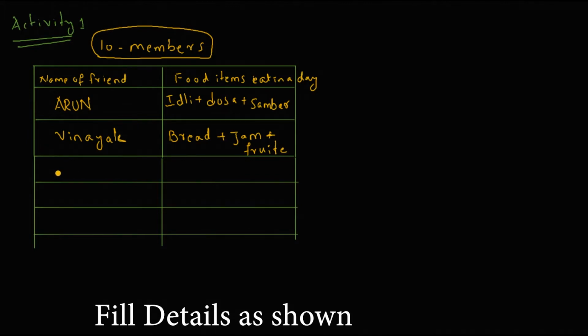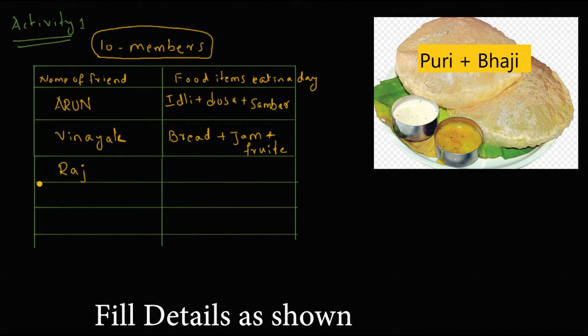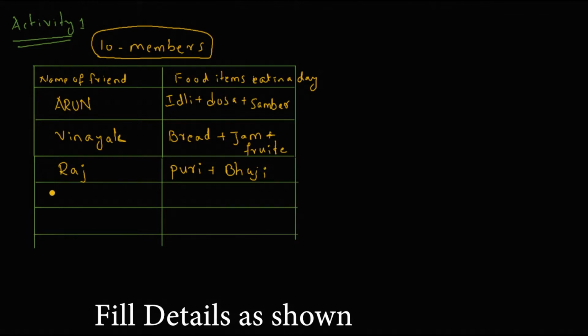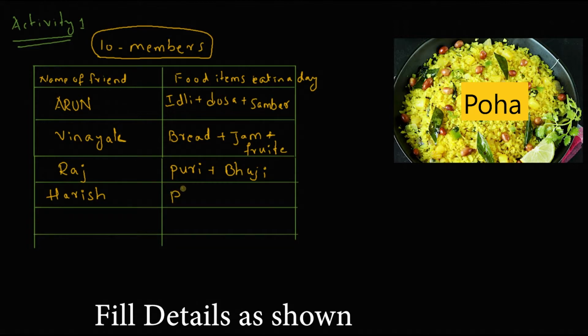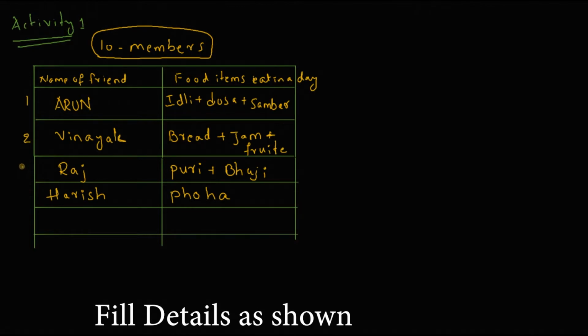Let me put one more friend name here, Raj. Raj had puri plus bhaji. Then what else? Harish had only poha. Like that, this is 1, this is 2, this is 3, this is 4, and I request you to create 6, 7, 8, 9, and so on. So this is an activity for you. Like this, we need to create a table here. This is activity 1.